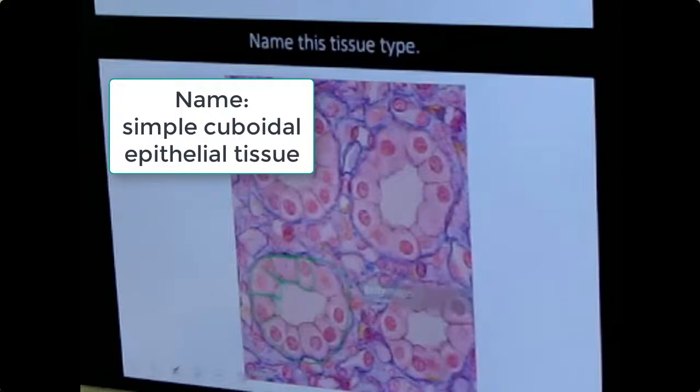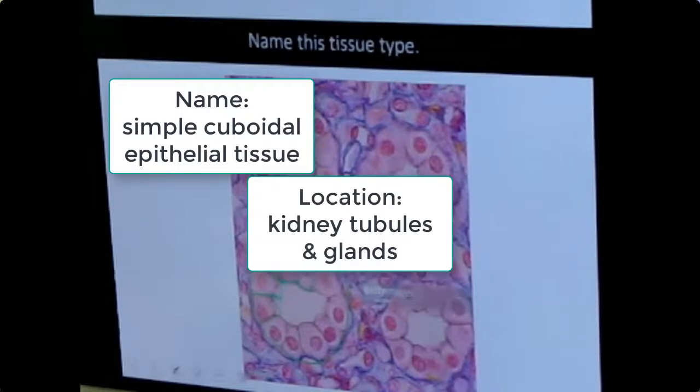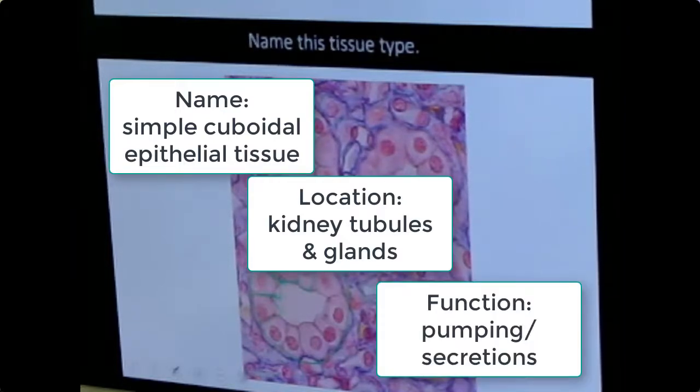Simple cuboidal. Where is it found? Yep, so it'll be glands, kidneys, perfect. And its job is to pump, more pumping, secretion kind of things.